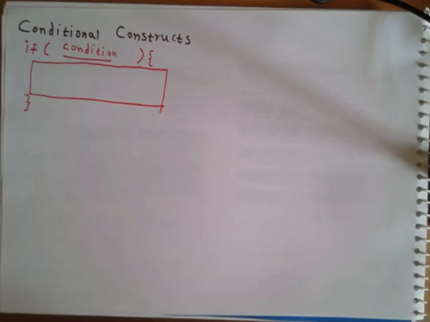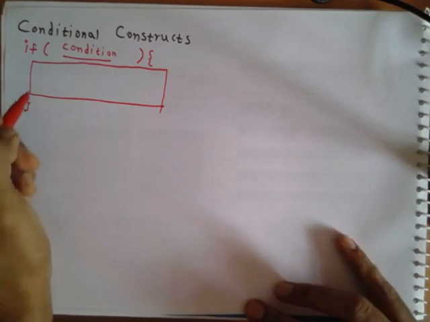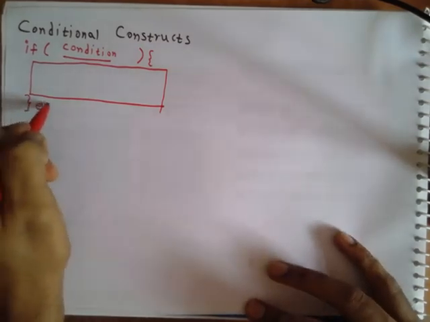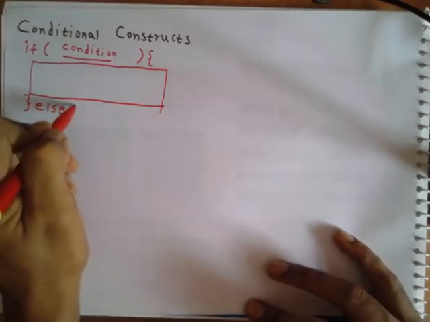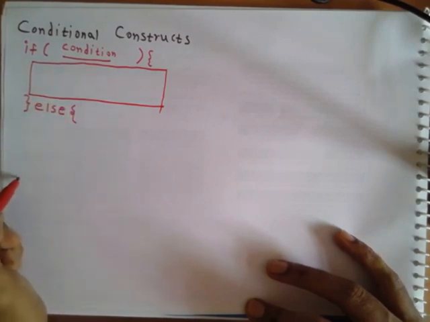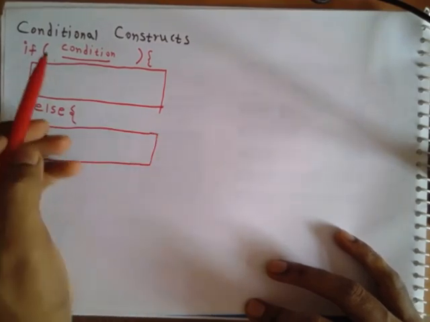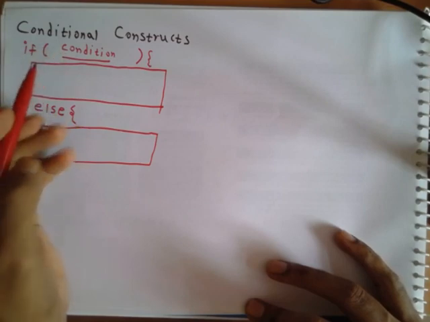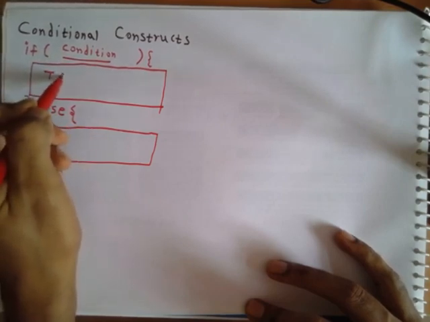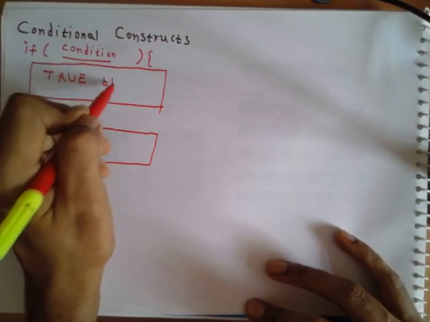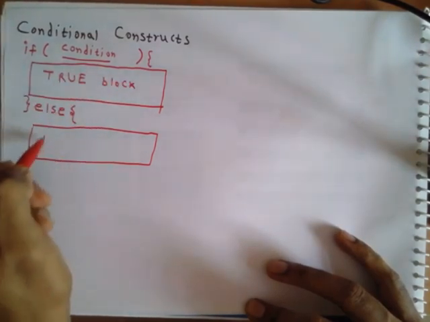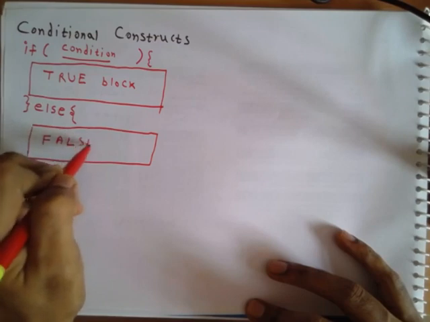Okay, so that's how we are going to have our if, and sometimes we are going to also attach else to it. So sometimes we'll say that if, and then we will have else attached with it, and else will have its opening braces, and else will have its closing braces. So this is the block that will be executed only if this condition evaluates to be false. Okay, so this is the true block, and this is the false block.